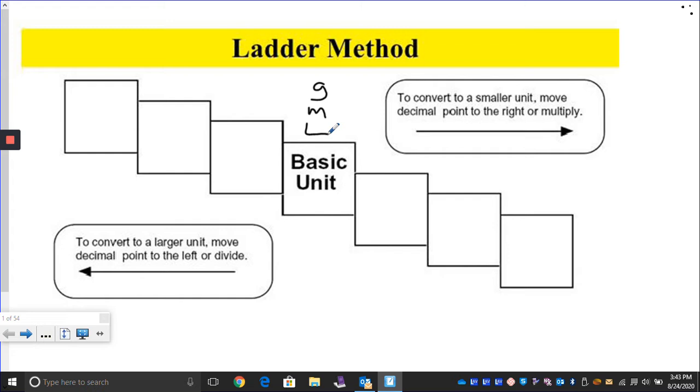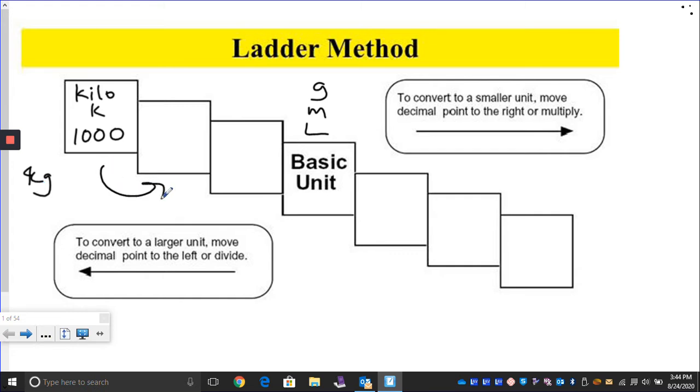We're going to start here at the very far left of our ladder, and that is going to be the kilometer. Our symbol is K. And if we have 1,000 grams or 1,000 meters or 1,000 liters, we have a kilogram, kilometer, or kiloliter. Kilo means 1,000. So if we have 1 kg, that is 1,000 grams.